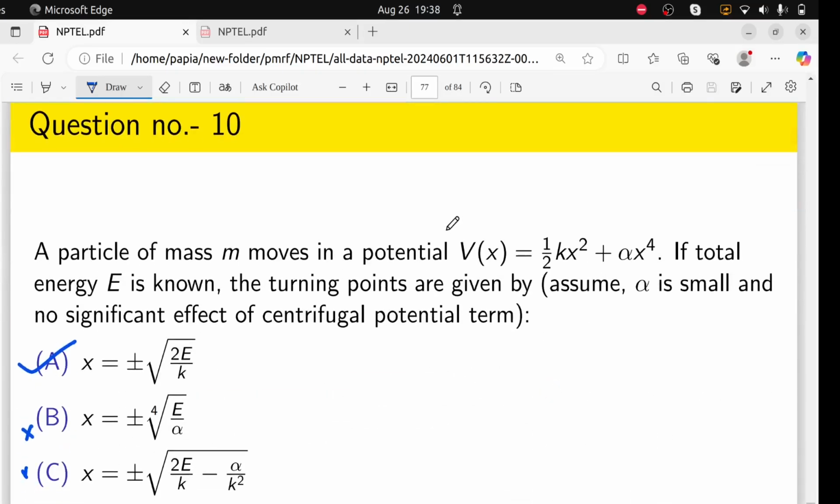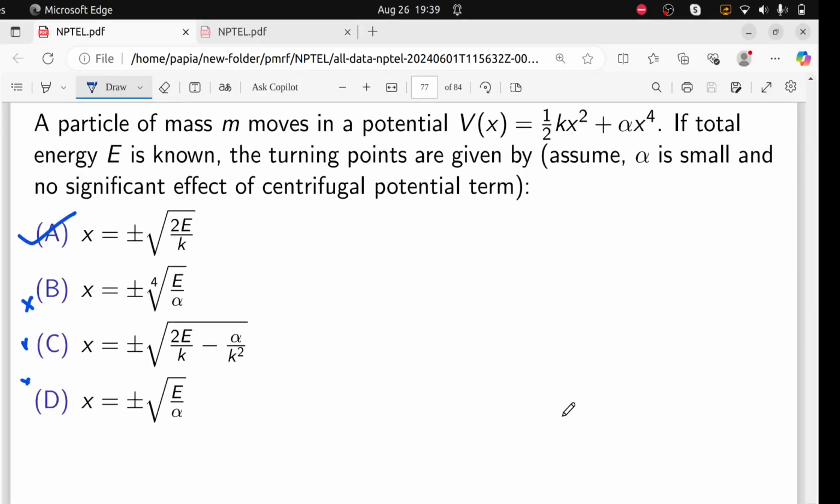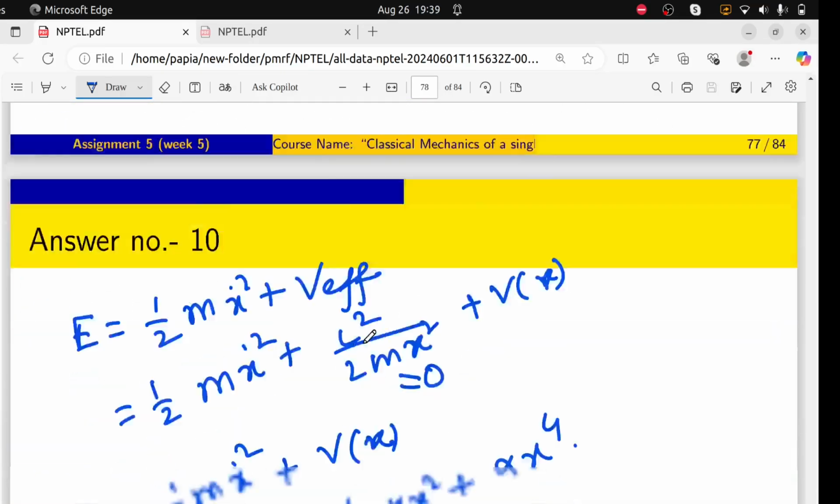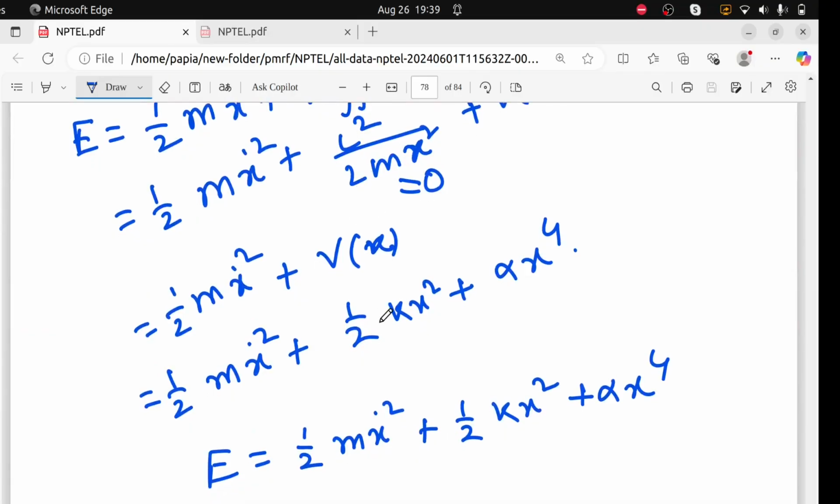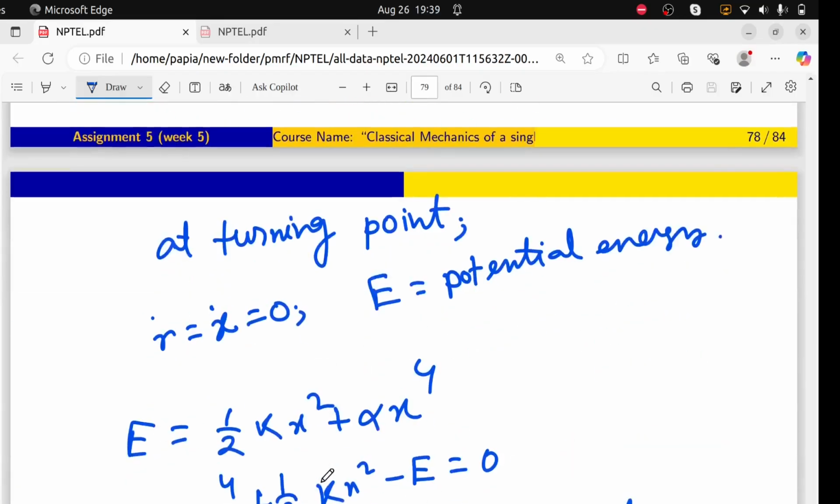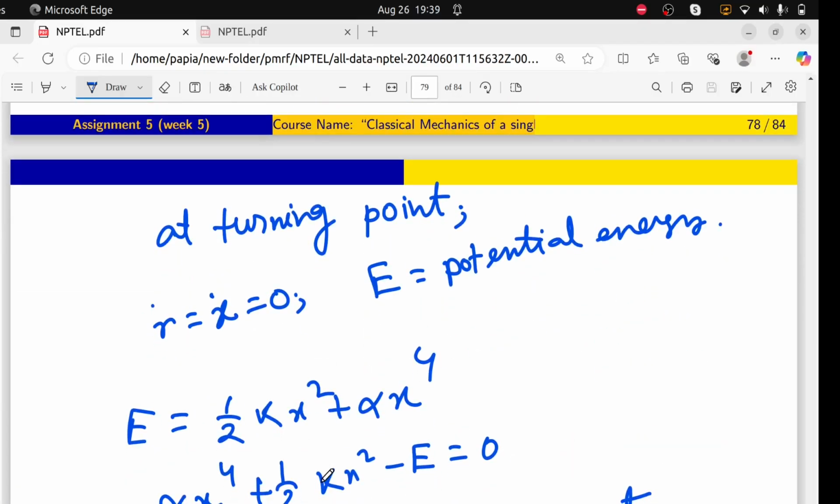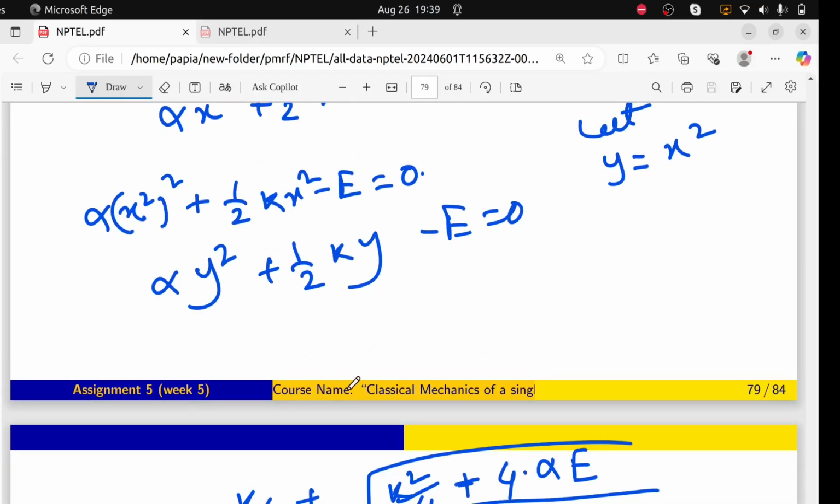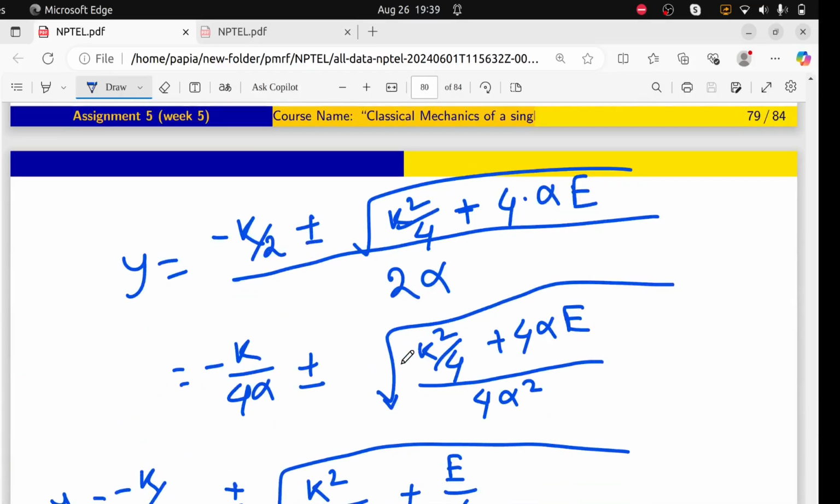Now this. So for this case, what we have taken, these two assumptions were there: alpha is small, centrifugal potential term has no significant effect. So this one will be 0, and V(x) is given just like that. And then turning point, E equals to simply half k x square plus alpha x to the power 4. Then we will just write all the terms, and we just simplify a little bit.